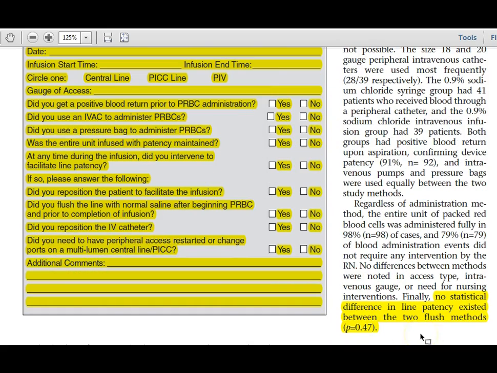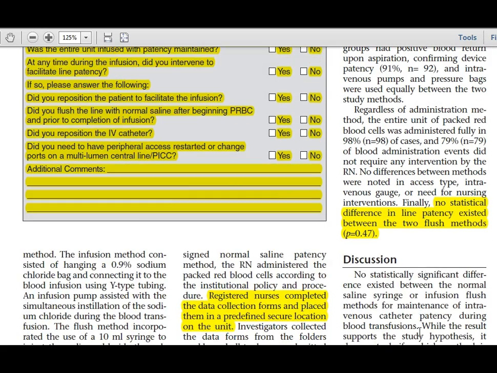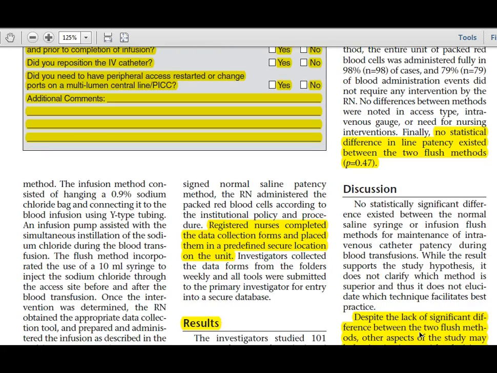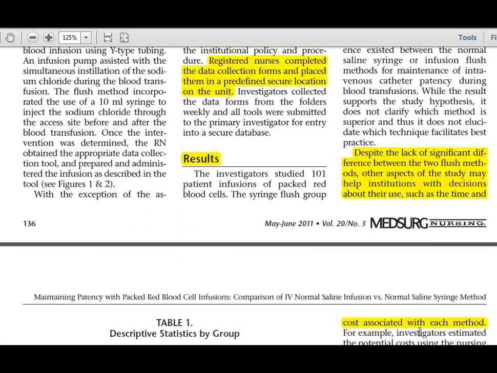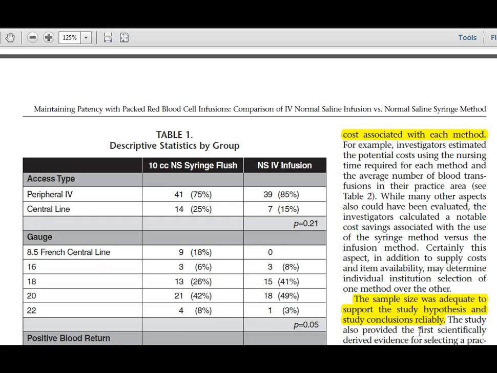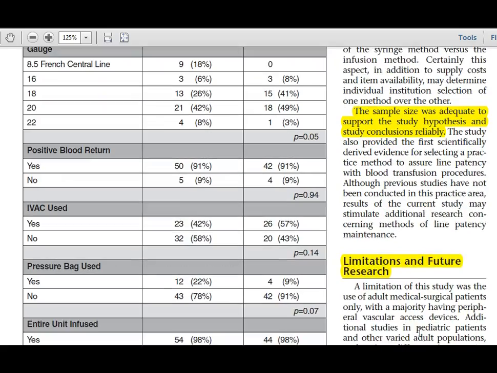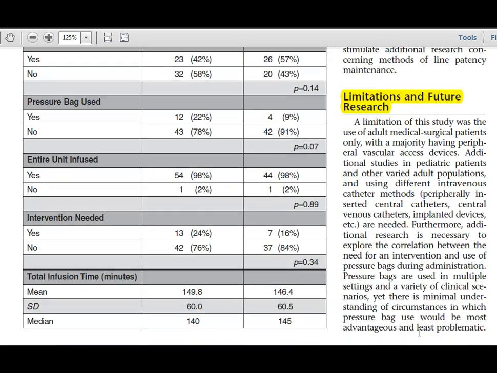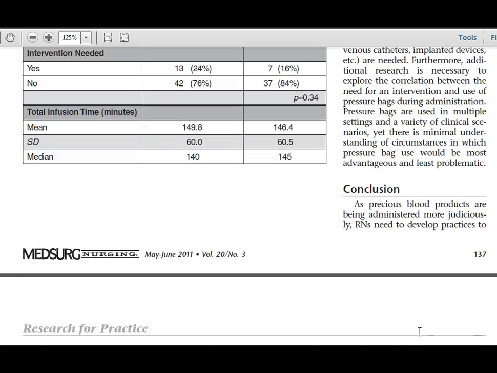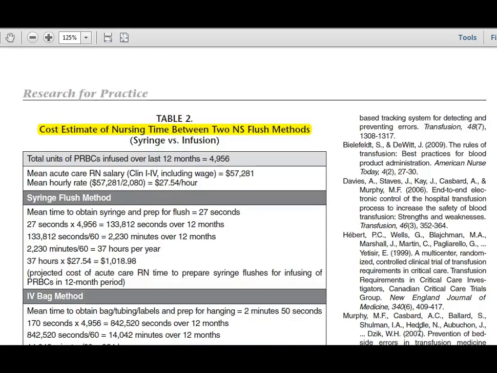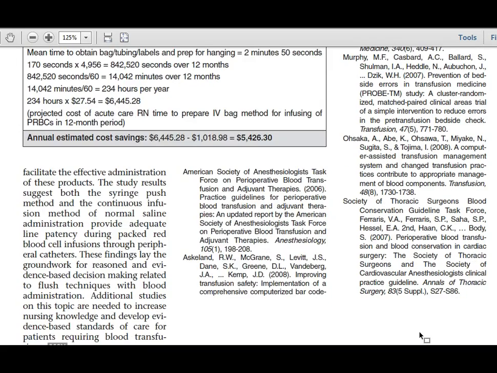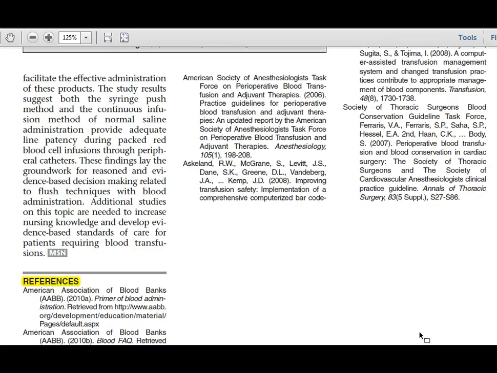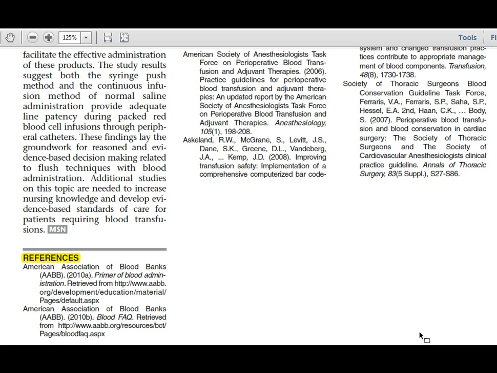And then they lay out some results here where they find no statistical difference between the two methods, and tell you who completed the data, and then give you information in the discussion about the study, about any limitations that might have occurred, and the need for future research. So all in all, this is a pretty well laid out study. The references are current to the time period of the study and all spelled out.